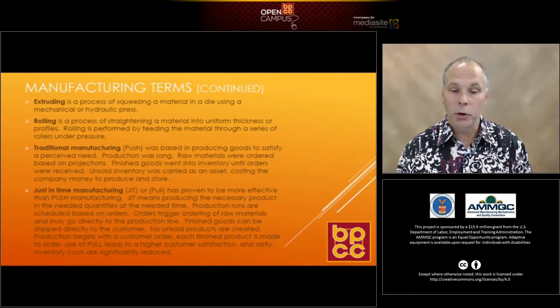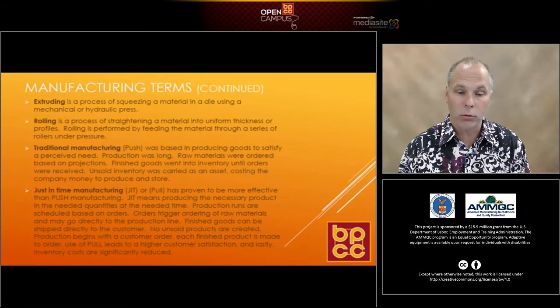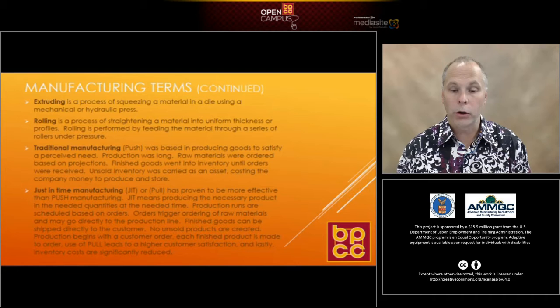Just-in-time means producing the necessary product in the needed quantities at the right time. Production runs are scheduled based on orders, actual customer orders. Orders trigger the ordering of raw materials that can go directly to the production line. Finished goods can be shipped directly to the customer. There's no unsold products, so therefore you don't have all this inventory standing by.